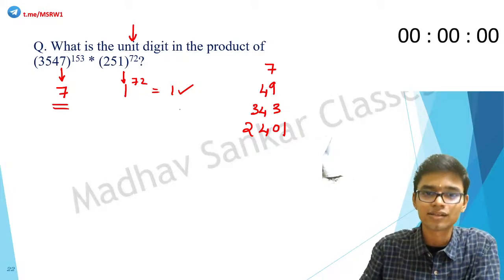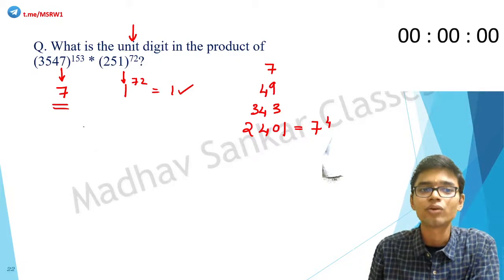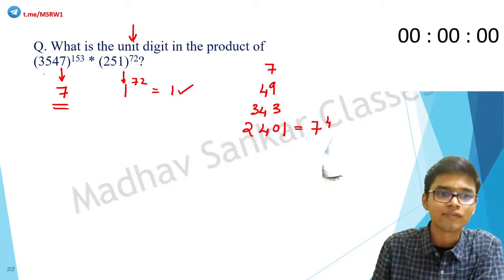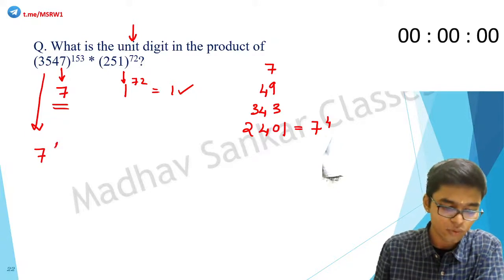So this is 7 to the power 4. How do we rewrite this one? We rewrite this as 7 to the power 4.